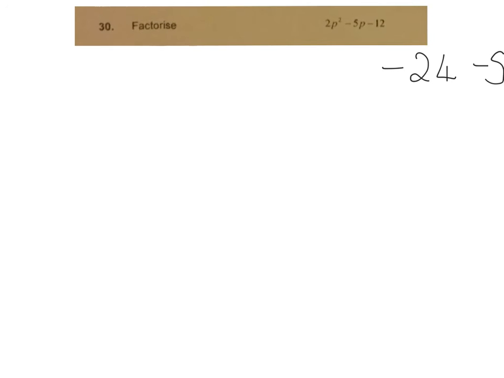So we have one factor positive, one factor negative, and the fact that we've got a minus here tells me that the largest factor has to be negative. So we're going to start off with minus 24 and 1. That doesn't work. That gives us negative 23. Next down the line, we're going to have minus 12 and 2. That doesn't work. That gives us minus 10. Next is minus 8 and 3. Added together, yes, that does give us negative 5.